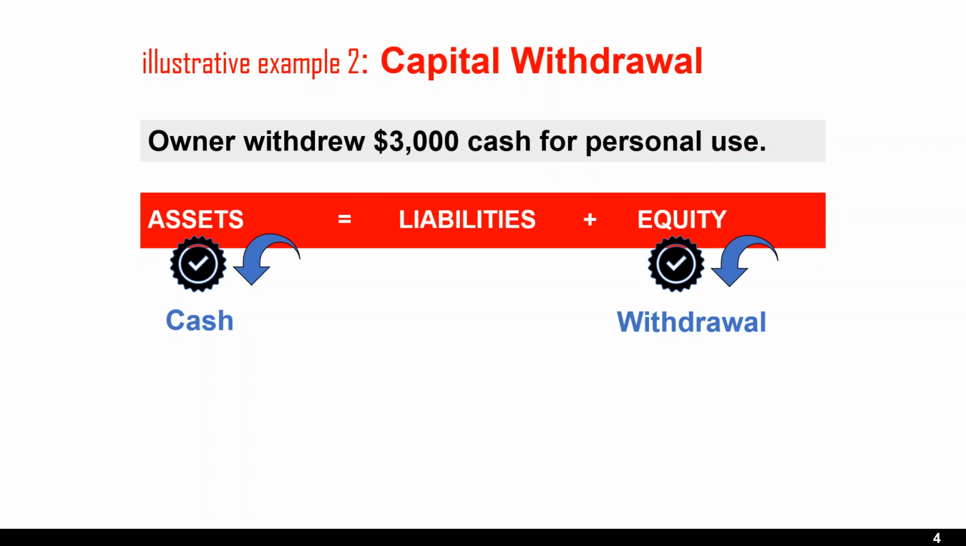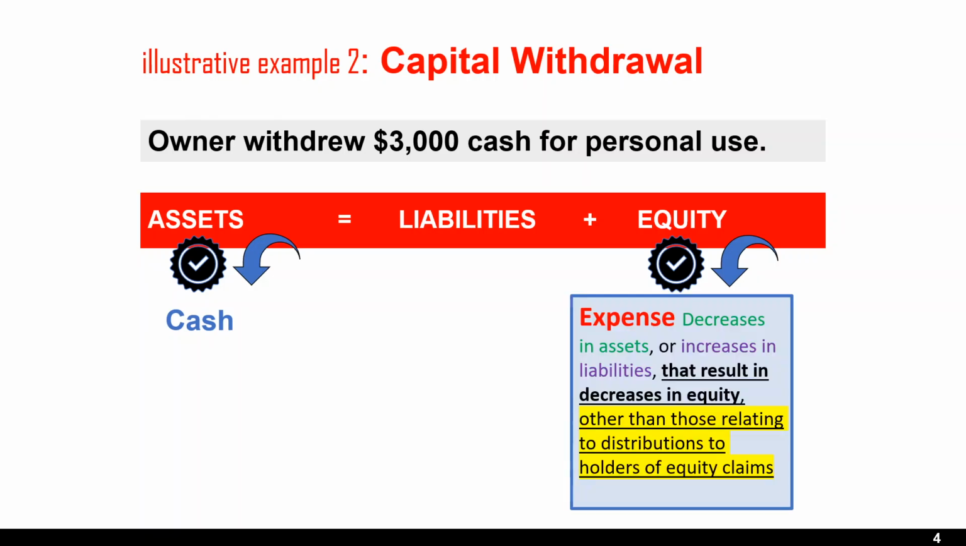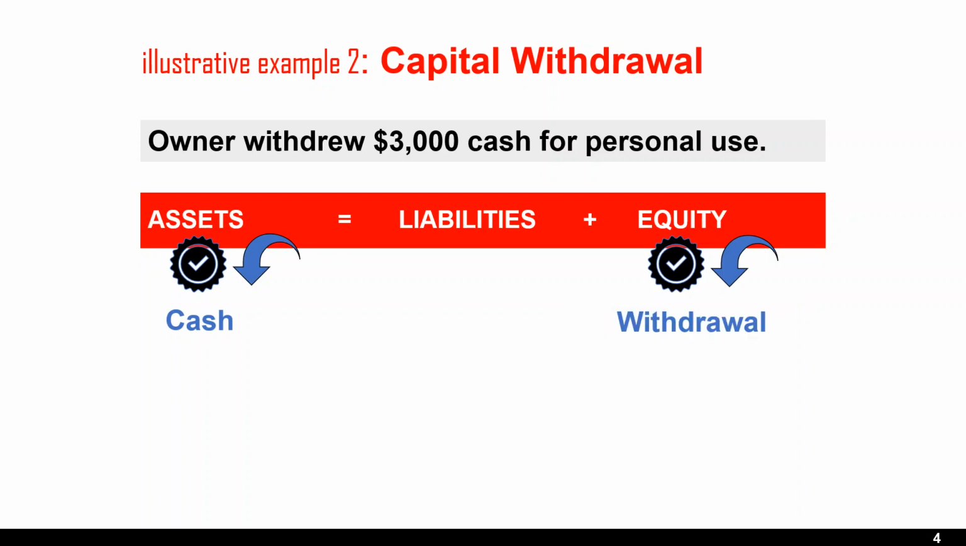Again, withdrawal shouldn't be considered as an expense, although it decreases equity. The expenses definition says that to recognize an expense item, it should be other than those related to distributions to equity holders. So we record withdrawals as decreasing cash asset by 3,000, depicted by a minus 3,000, and equity also decreased by 3,000.